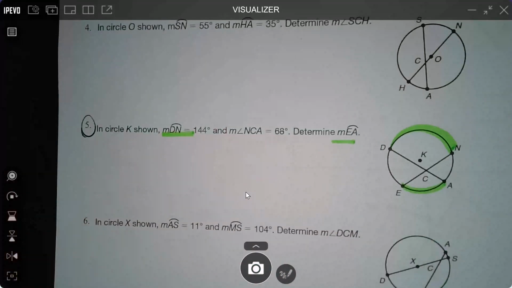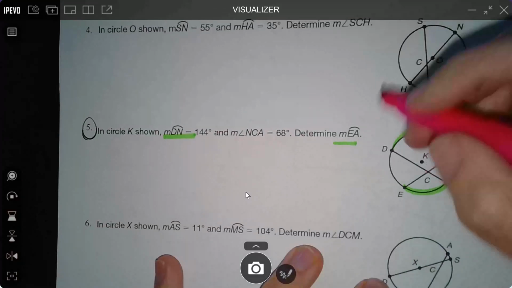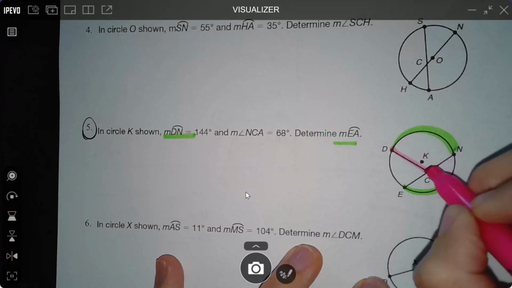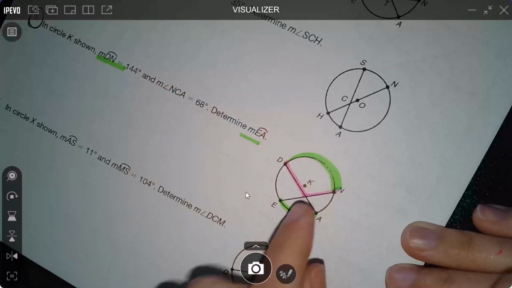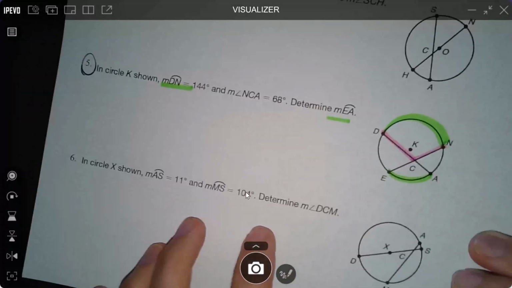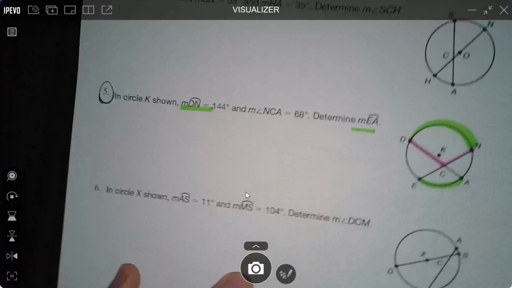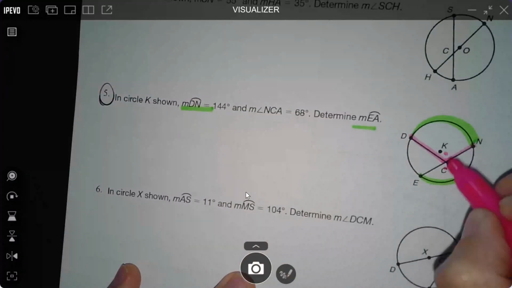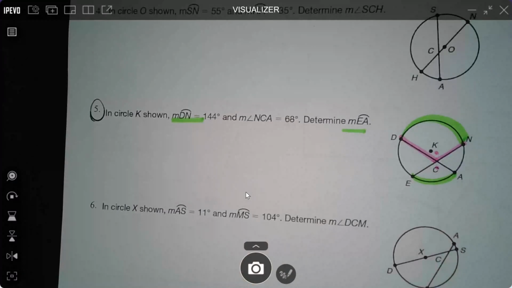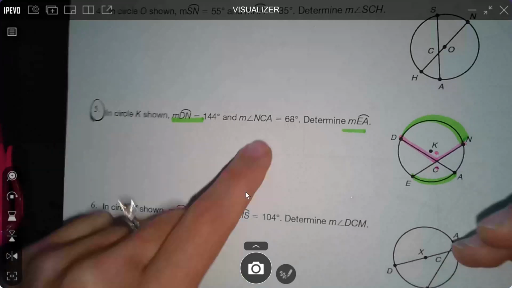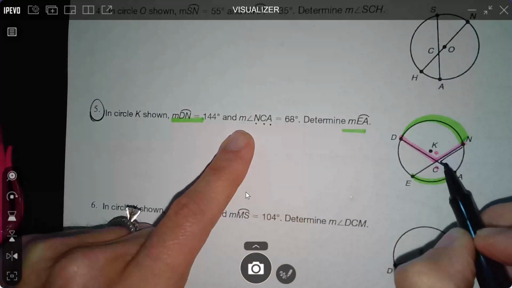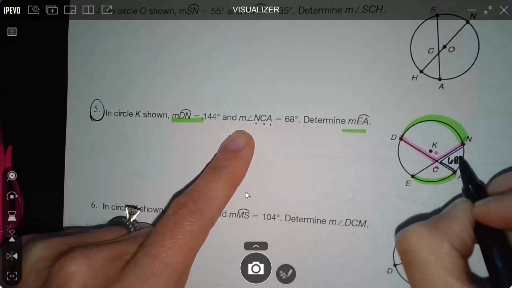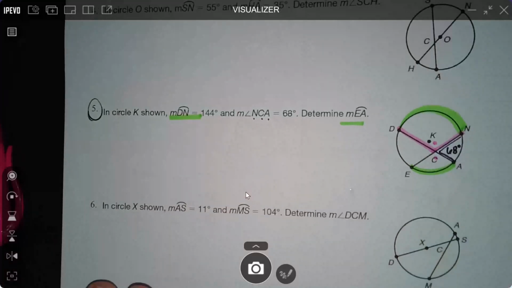In order to use your formula, you have to use the angle that opens up to those arcs. Here's what I mean. If I trace this angle and pretend that's like a Pac-Man mouth, eat that green arc. That's how you know that's the angle you need. And it's really both of these angles, because vertical angles are going to be the same. Now, here's the issue with number 5. They give you angle NCA. That's not the angle that we need.